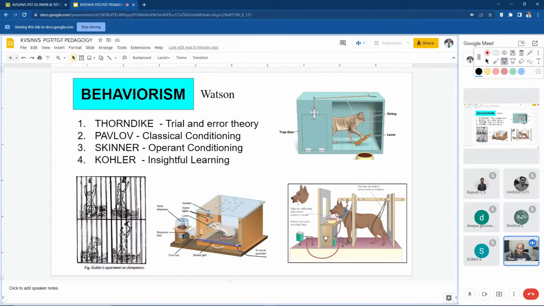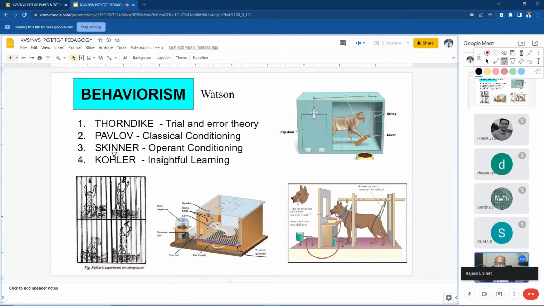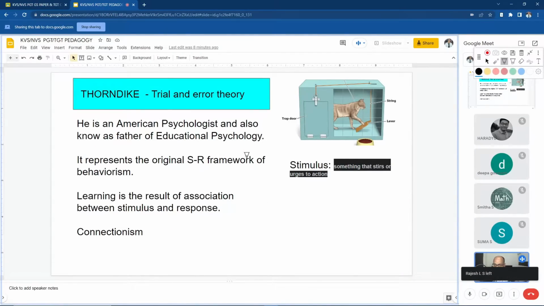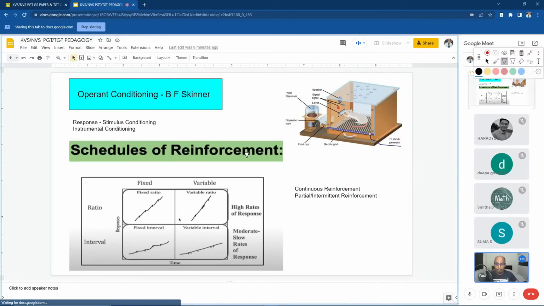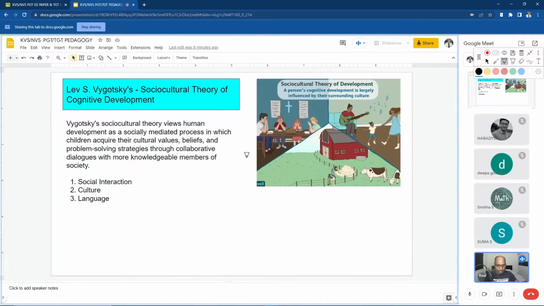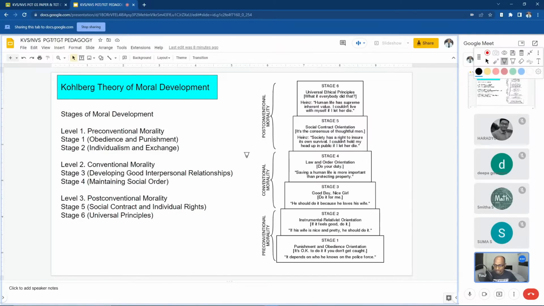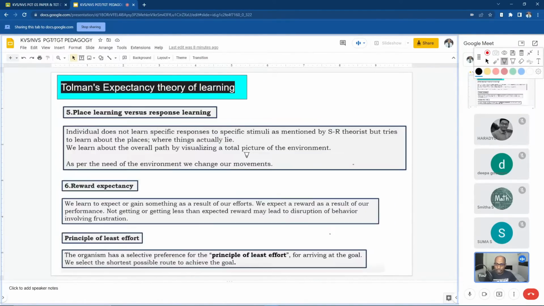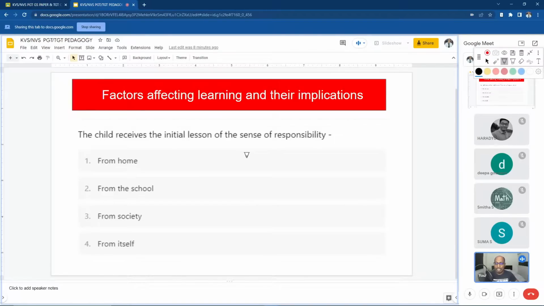Under behaviorism theories, we have Thorndike's trial and error theory, Pavlov's classical conditioning theory, Skinner's operant conditioning theory, and Kohler's insightful learning. These were already done, so I am not going to explain them again, but I am telling you to relearn, restudy, or revise this entire syllabus. Now we are going to the second part of understanding teaching learning. In unit 2, the first part, theories, is completed. The introduction was also completed. The theories were already completed in the previous classes.